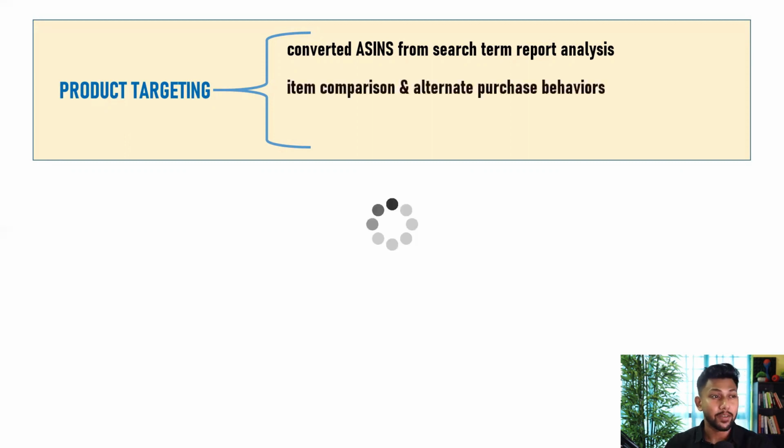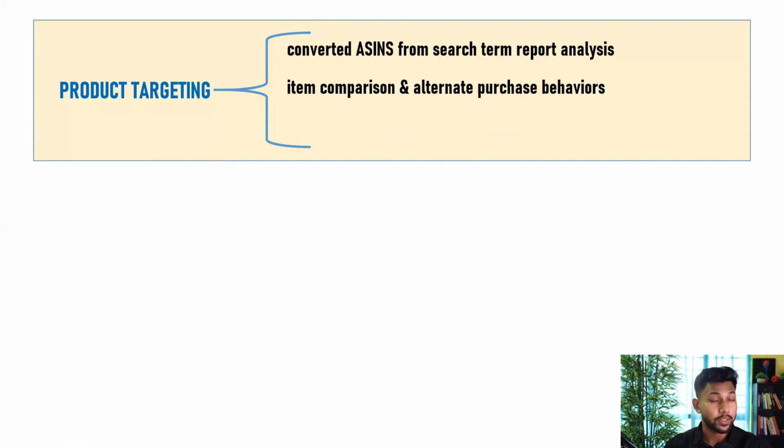The next thing that you have to do is look at brand analytics. In brand analytics, there are a few reports like item comparison and alternate purchase behavior. They tell you which products customers have compared with your product the most, with exact percentages, and which products customers have purchased instead of your product. Those ASINs you have to target in your display ads.